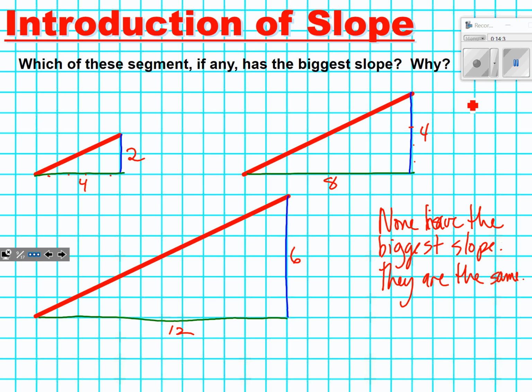So if you look at this, look at the smallest line segment. The slope is actually the ratio of the vertical distance of 2 to the horizontal distance of 4. So what ratio is that? 1 to 2. Let's look at the middle line segment. What's the ratio of the vertical distance of 4 to the horizontal distance of 8? What is that equal to? So if you look at it, that simplifies to 1 to 2 also.